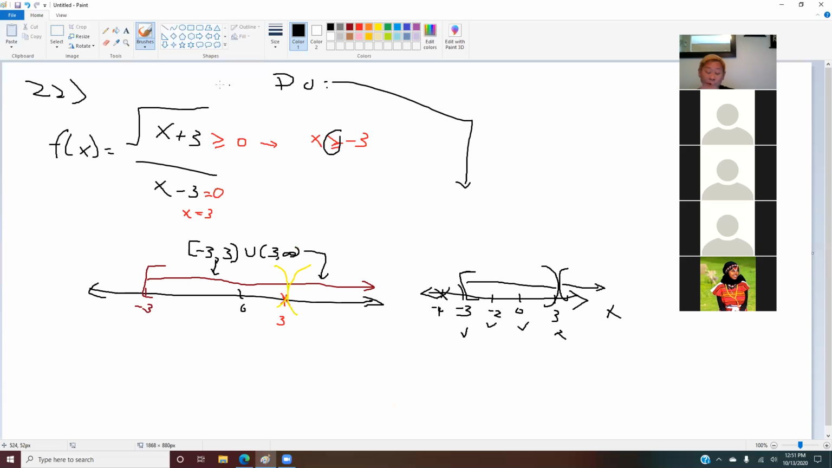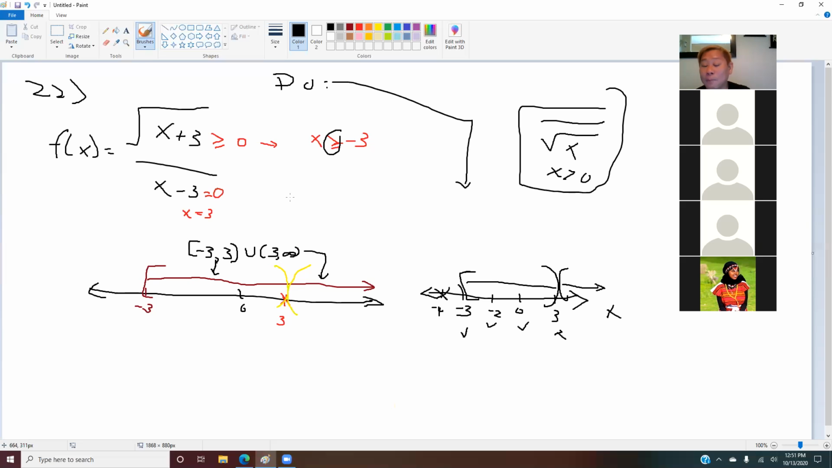That's why I told you you have to be careful with the domain, especially when you have a square root on top, if you have a fraction. But if your square root is in the bottom, then it's easy. Then you just take x is greater than 0, if you have such a case. But for this case, you have to figure it out.